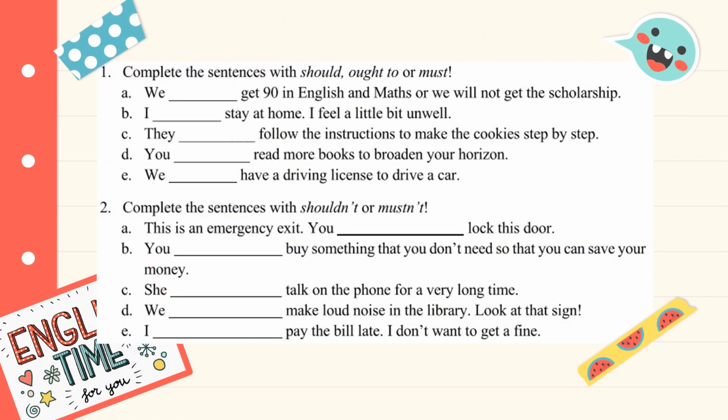Do the exercise now. Number 1. Complete the sentences with should, ought to, or must. Okay. A. We blank get 90 in English and maths, or we will not get the scholarship. So there must be a clear rule about this, right? Or we will not get the scholarship. There is a condition that you must meet to get the scholarship. So the answer must be must.